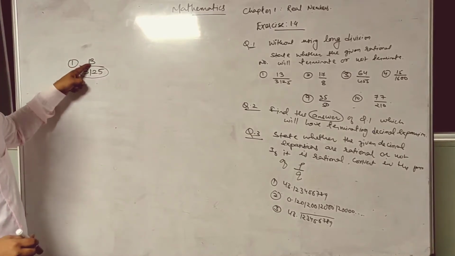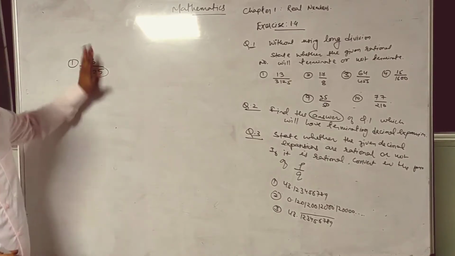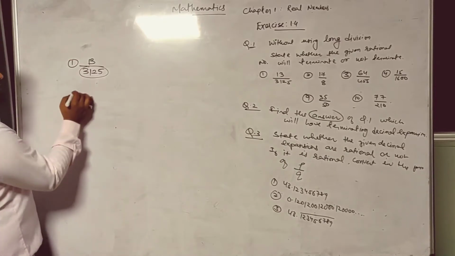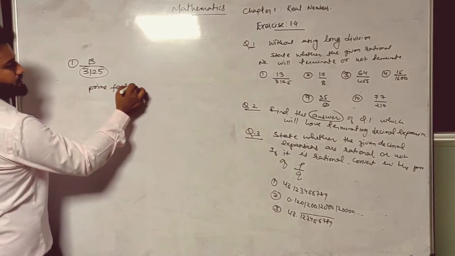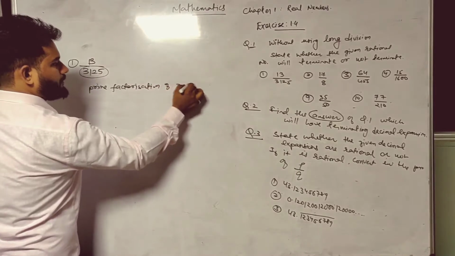I don't think so. 13 is a prime number and 3125 is not coming in the table of 13. So both are not having any common number, which means they are co-prime numbers. Now do the prime factorization of 3125. So how do you have to do it?